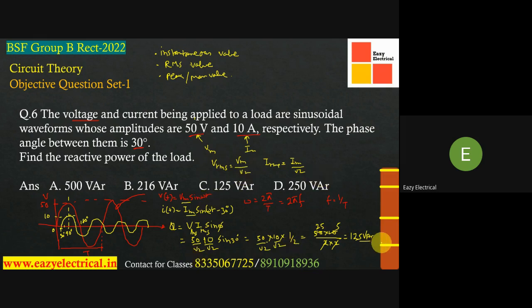Okay. Suppose here the question is for reactive power. If the question had been given for active power instead of reactive power, then what will be the correct answer? Tell me what is the correct answer if the question had asked for the active power.